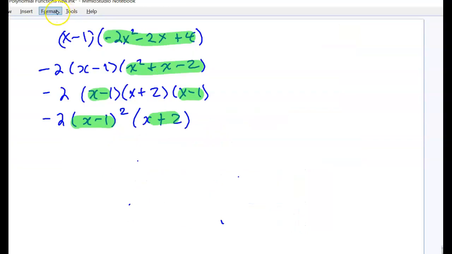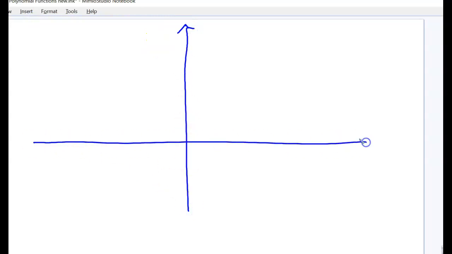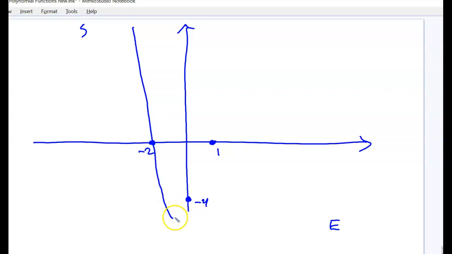So if we sketch this graph now, we'll start with our zeros. I have a 0 at negative 2. I have a 0 at plus 1. Okay, and I have a y-intercept at negative 4. I know the graph starts up here and it ends down here. And I know the multiplicity at negative 2 is 1, so it's going to come down. And then somewhere between negative 2 and 1, it changes direction. And we'll figure that out in calculus. It goes up. Multiplicity is 2, so it's tangent, and it heads down in that direction.